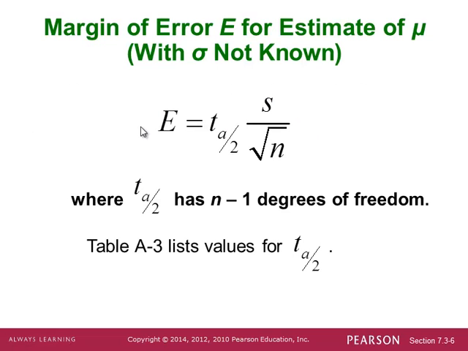Now, before we get started calculating the mean, well, we already know how to calculate the mean. We just need to calculate the error. Margin of error, E, is going to be where we take this t critical value, I'm going to show you here in a minute how to find it, times the standard deviation for the sample divided by the square root of the sample size. Now this t statistic here, this t critical value, has n minus 1 degrees of freedom.